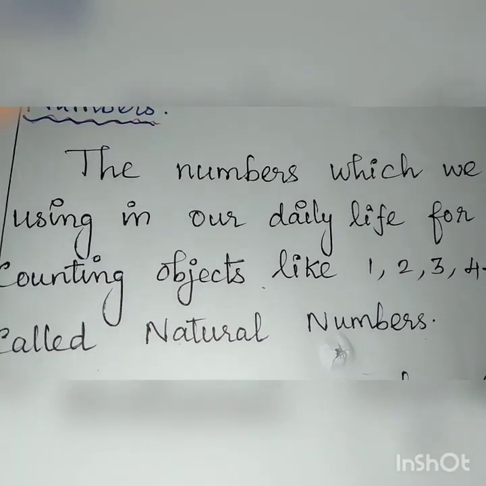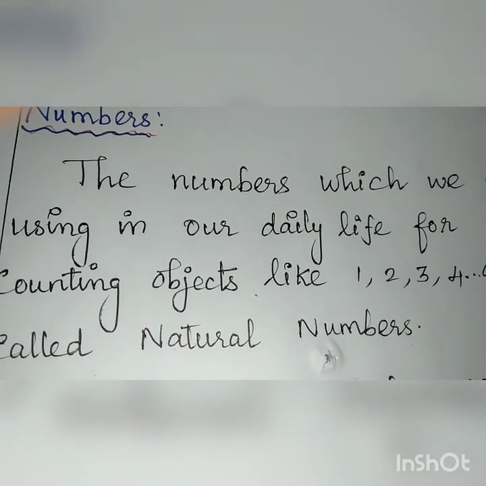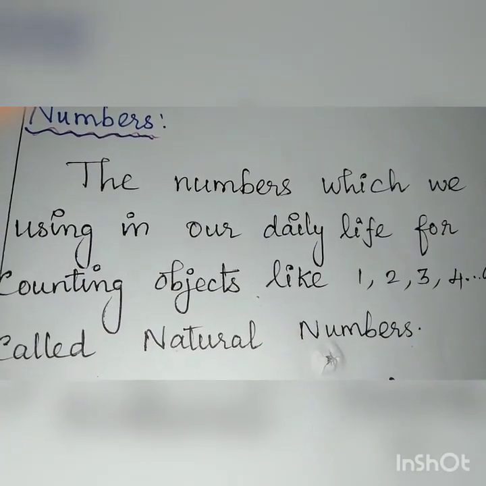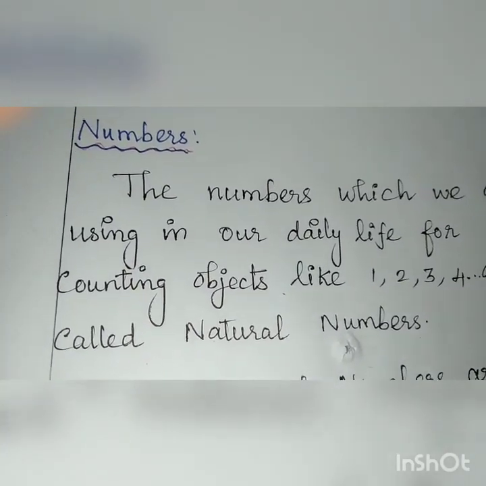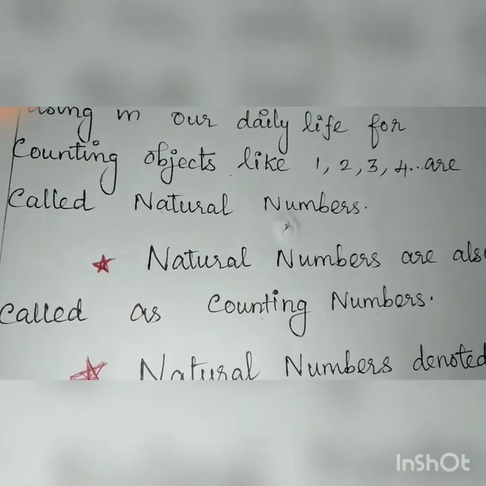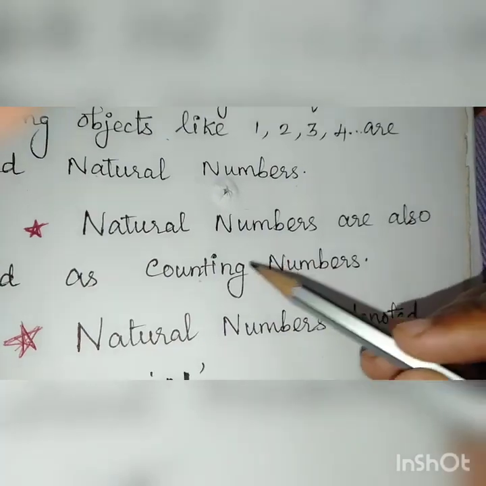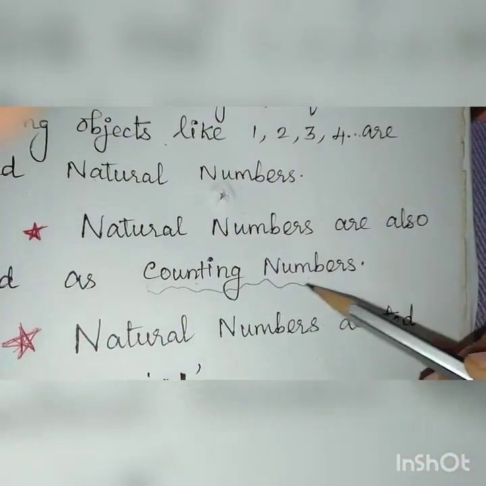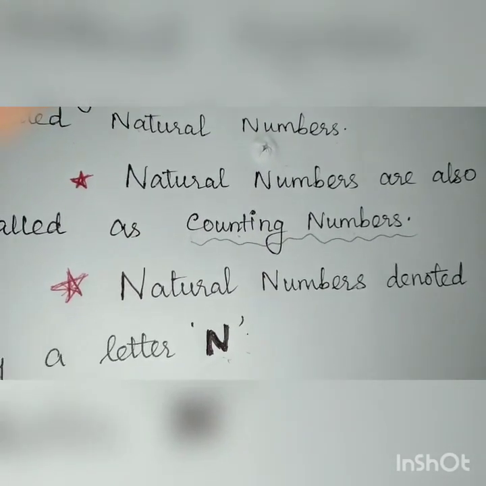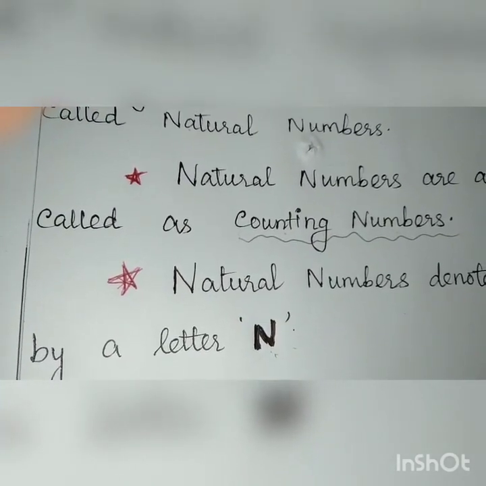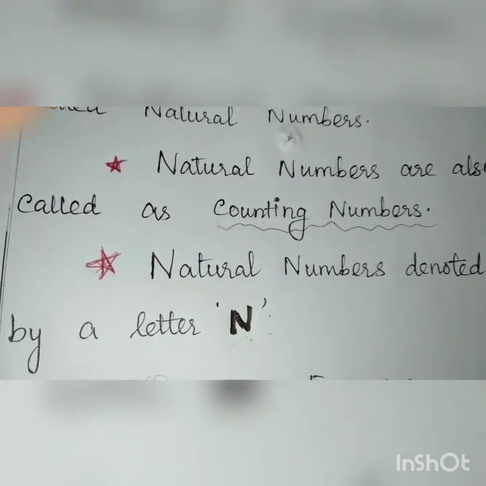Suppose you have 2 chocolates with you. How will you count the chocolates? 1 and 2. Likewise you will count, isn't it? So such type of counting is called natural numbers. And natural numbers are also called counting numbers. Natural numbers are denoted by the capital letter N.